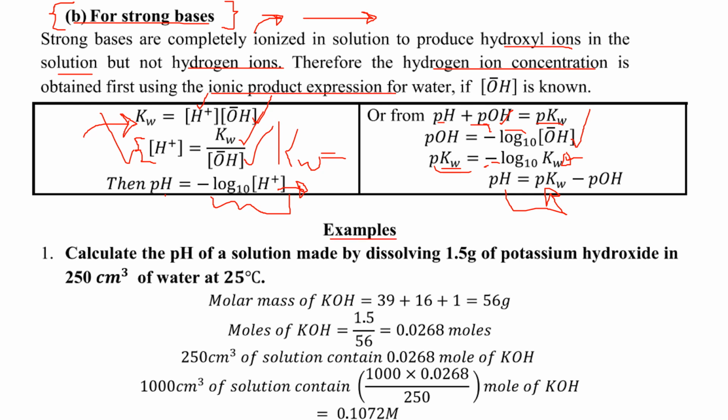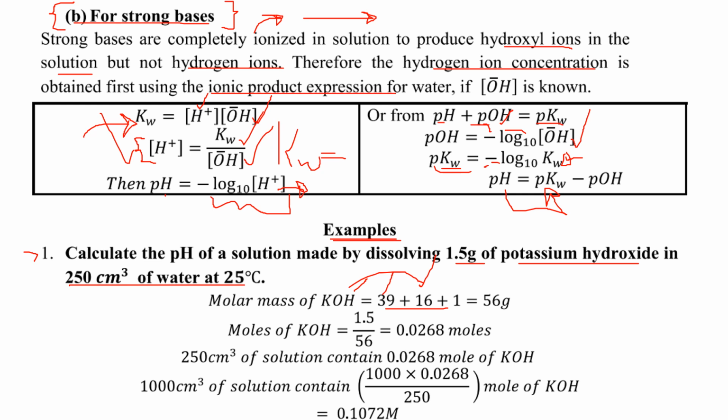So let's look at the examples under that. Number 1, calculate the pH of a solution made by dissolving 1.5 grams of potassium hydroxide in 250 centimeters cubed of water at 25 degrees Celsius. Starting with the molar mass of potassium hydroxide, it is going to be 39 for potassium, 16 for oxygen, and then plus 1 for hydrogen. I told you this is very important, showing how you are getting your relative molecular mass. Don't just do everything on the calculator and put the answers there.